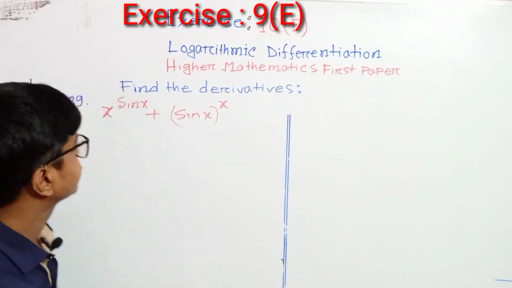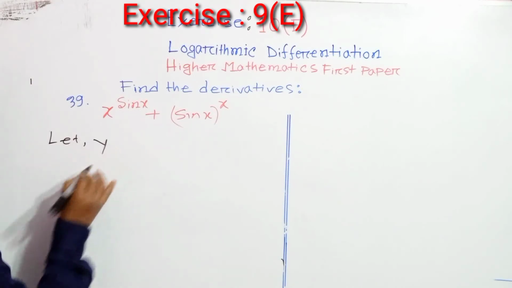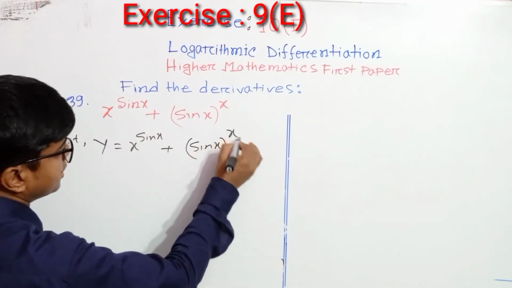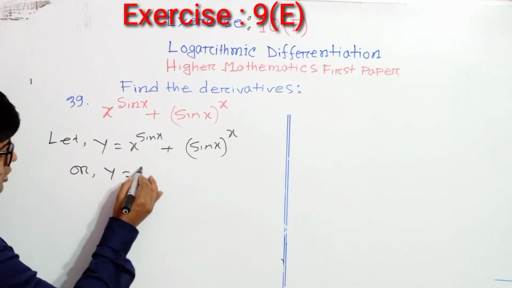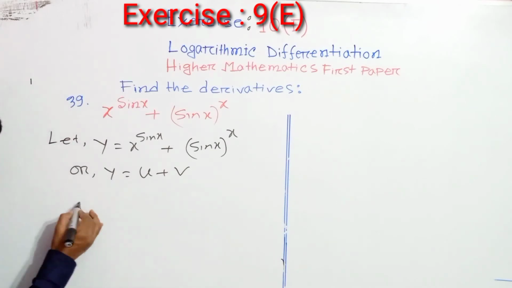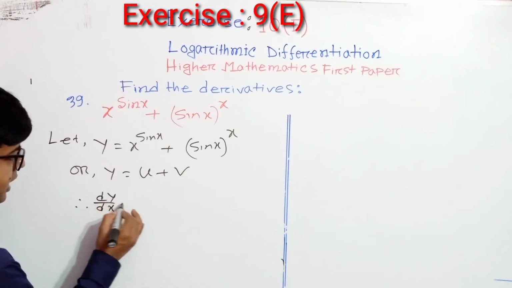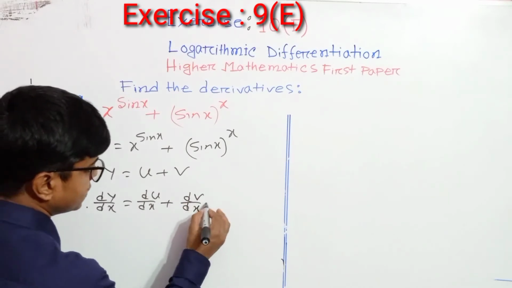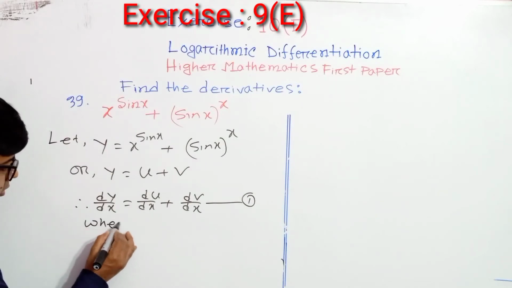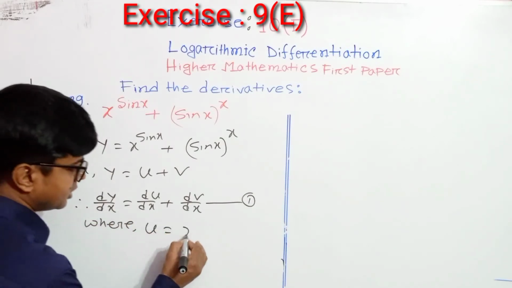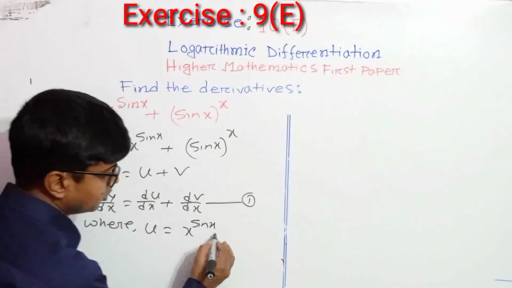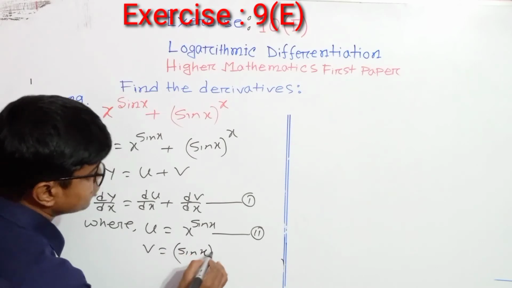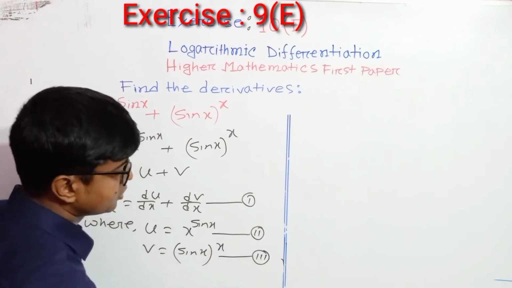Now question number 39. Let y equals to x to the power sin x plus sin x to the power x, or y equals to u plus v. Therefore d dx of y equals to d dx of u plus d dx of v, which is equation number 1, where u equals to x to the power sin x, which is equation number 2, and v equals to sin x to the power x, which is equation number 3.